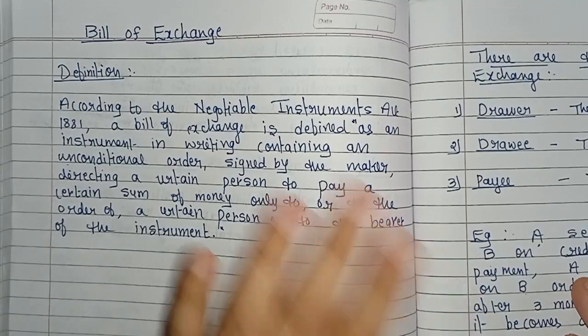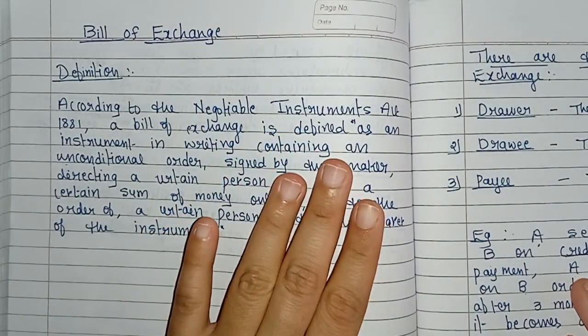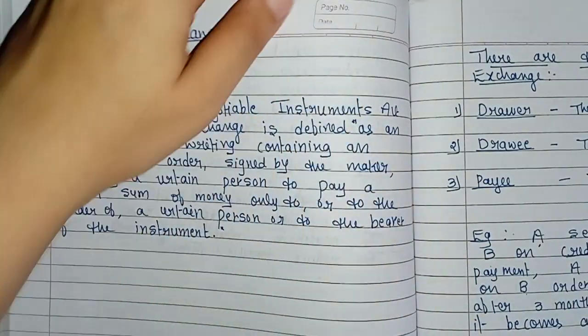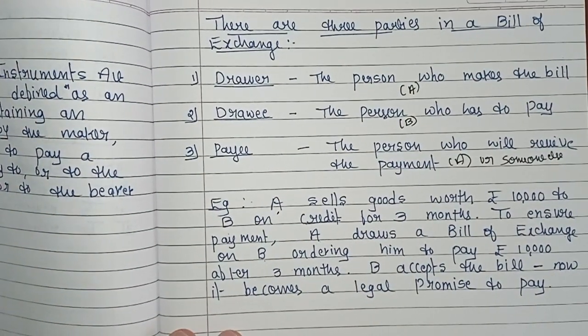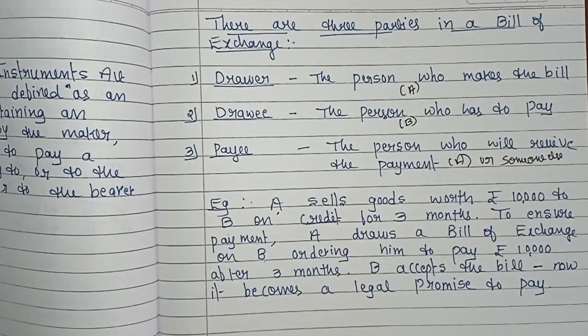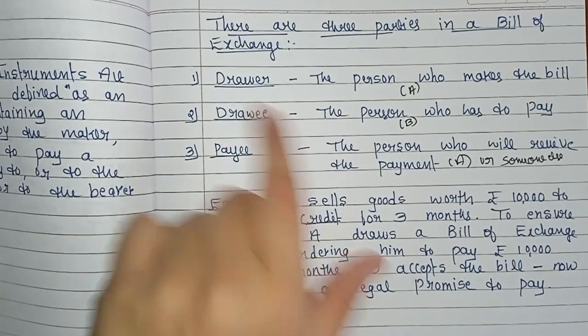Now let's see the definition of bill of exchange. So before that we have to learn the parties involved in a bill of exchange. How many parties are involved in a bill of exchange? There are mainly 3 parties involved in a bill of exchange. They are drawer, drawee and payee. So first let's discuss the drawer.